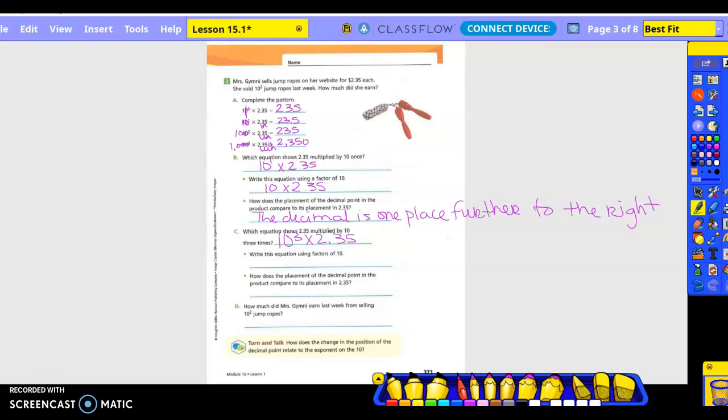Write this equation using factors of 10. So we did that up there already. We replaced it with what? 1,000. Or you can also write 10 times 10 times 10 times 2 and 3,500. How does the placement of the decimal point in the product compare to the placement in 2 and 3,500? So once again, it got moved. So the decimal is 3 places further to the right.